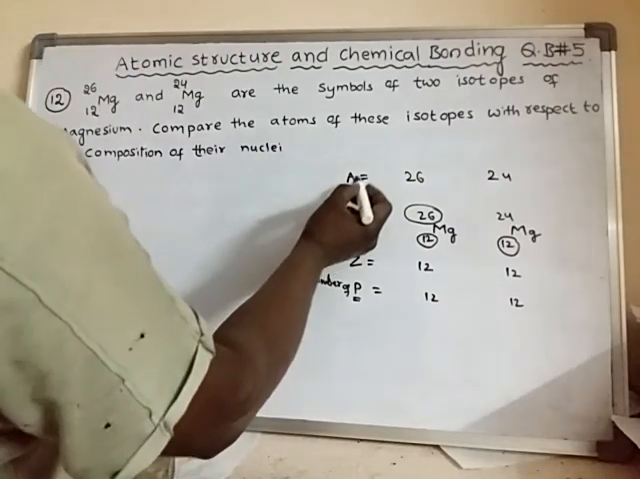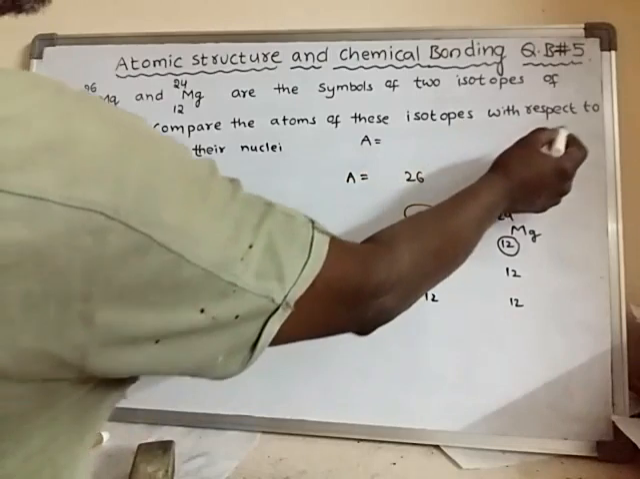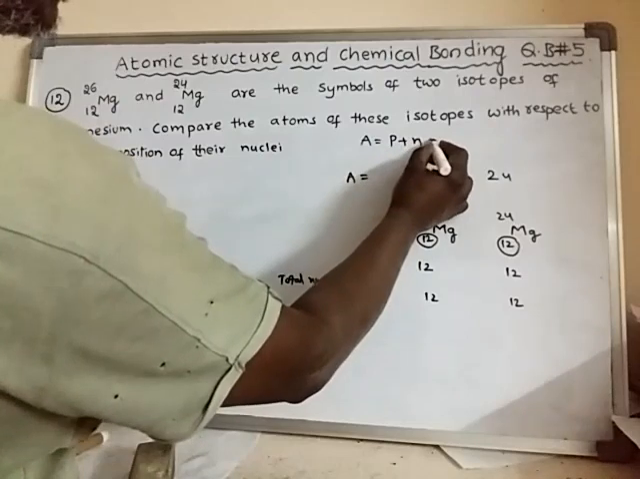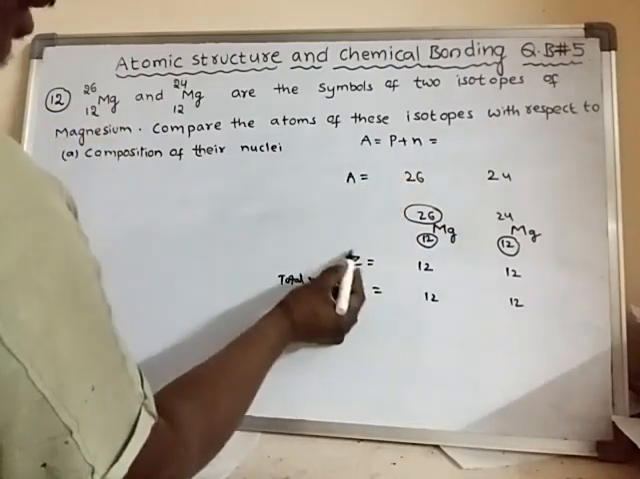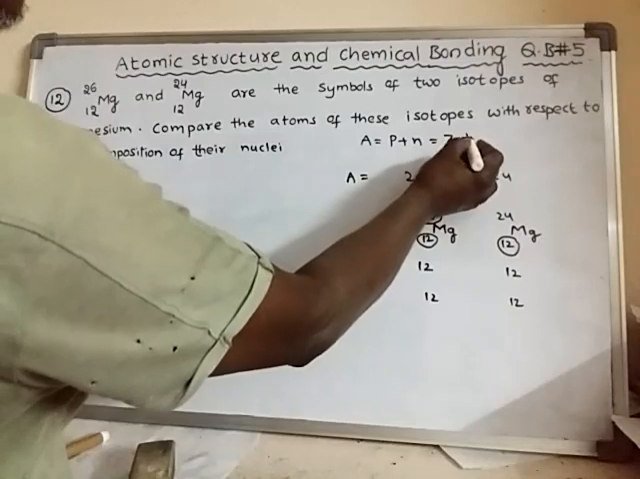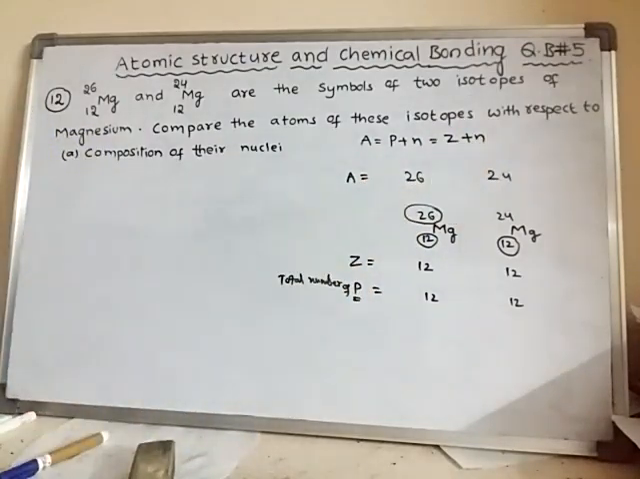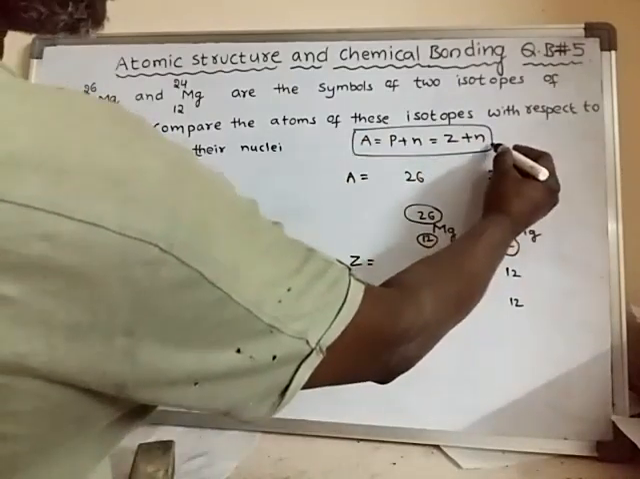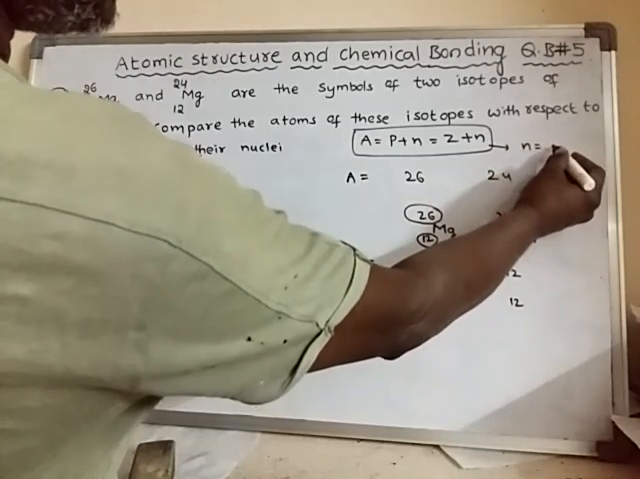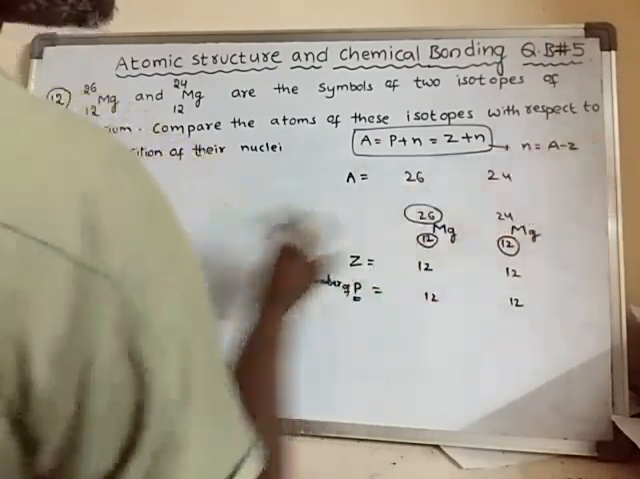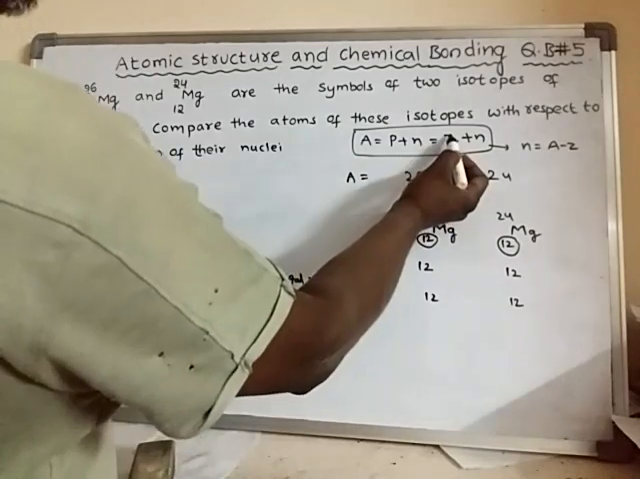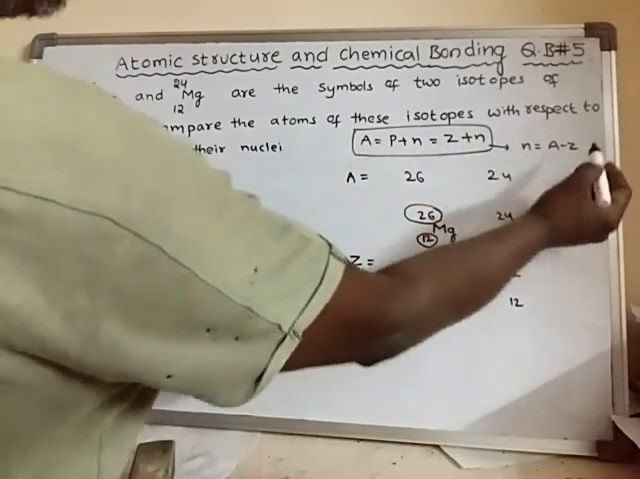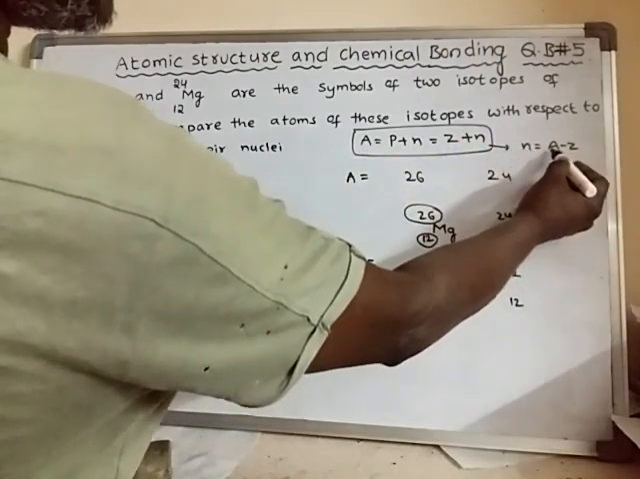Always remember that atomic mass is equal to the total number of protons plus the total number of neutrons. The total number of protons is nothing but Z. That means A is equal to Z plus N, where N means the total number of neutrons. So from this we can get the value of N. Bring this Z to this side, N will remain, so N is equal to A minus Z. That means the number of neutrons is equal to A minus Z.